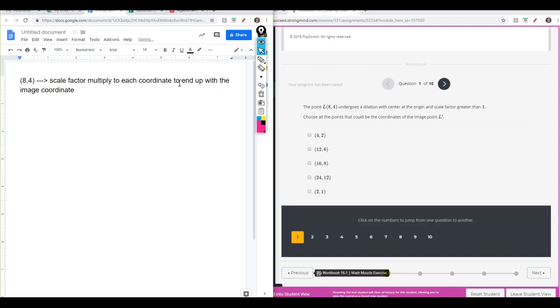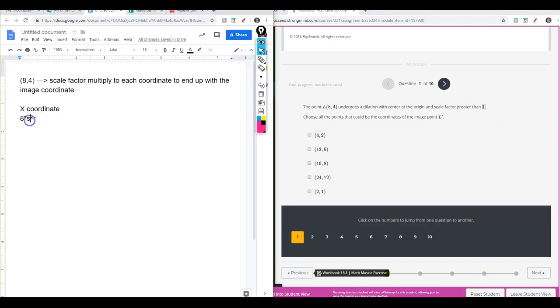So, typically, I'll just do this for the x-coordinate. We have 8 as our x-coordinate. We'd multiply it by the scale factor, s, and that's going to equal the new image's coordinate. This is what we do know: it says that the scale factor has to be greater than 1.